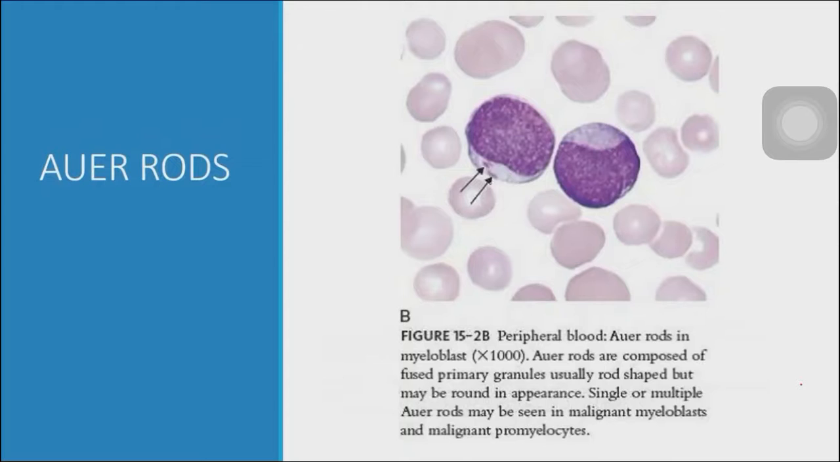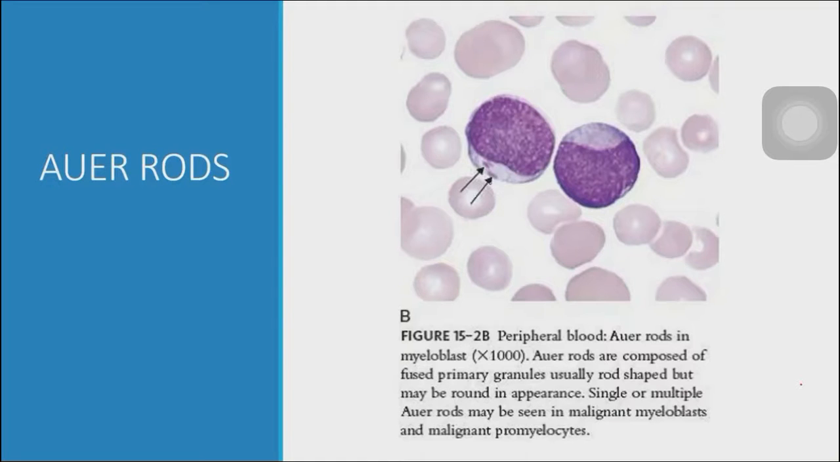Next, we have Auer rods. Auer rods are usually present in myeloblasts and promyelocytes because Auer rods are actually an aggregation of primary granules. Where does the formation of primary granules start? In the promyelocyte. But sometimes they may also be present in some myeloblasts. An aggregation of Auer rods is what we call a faggot cell.